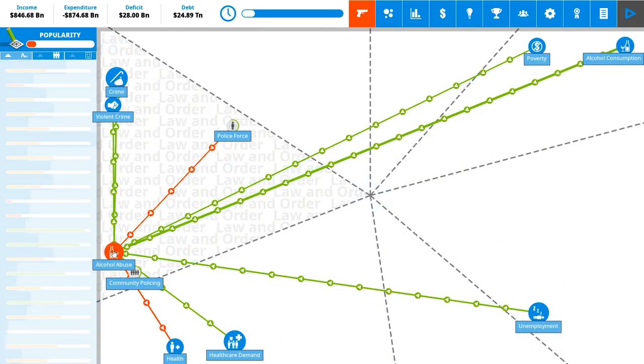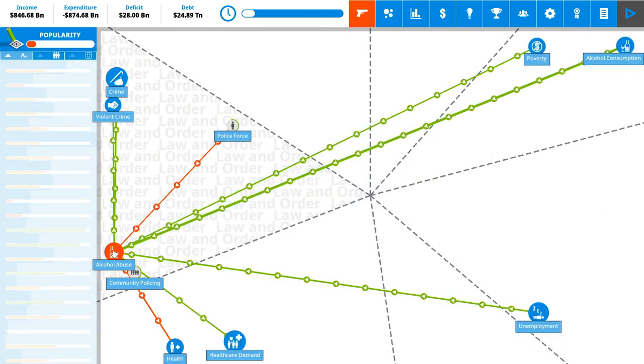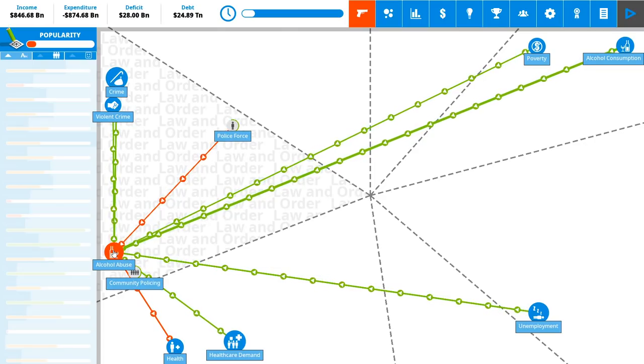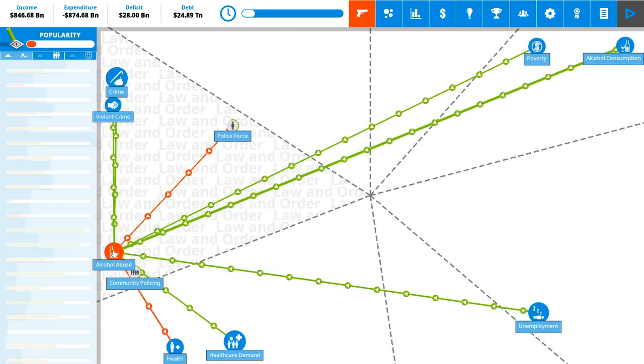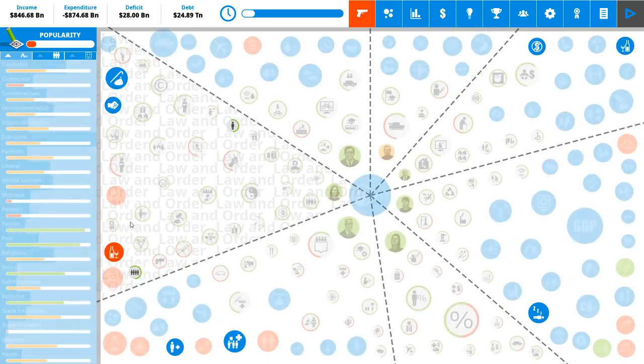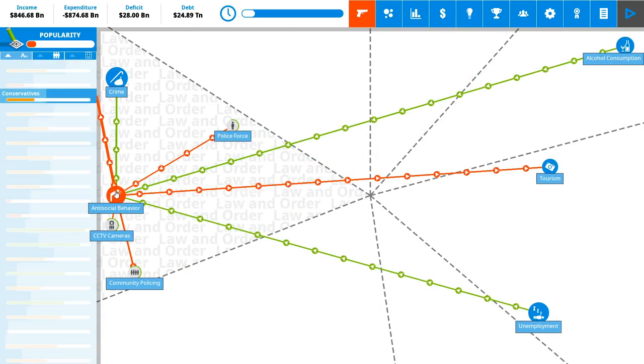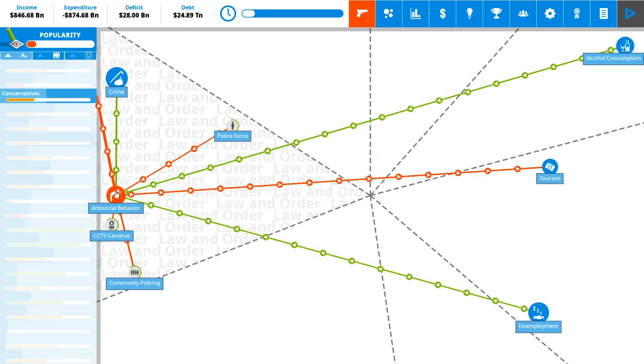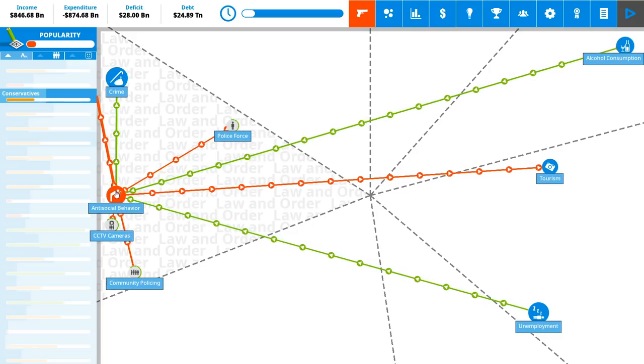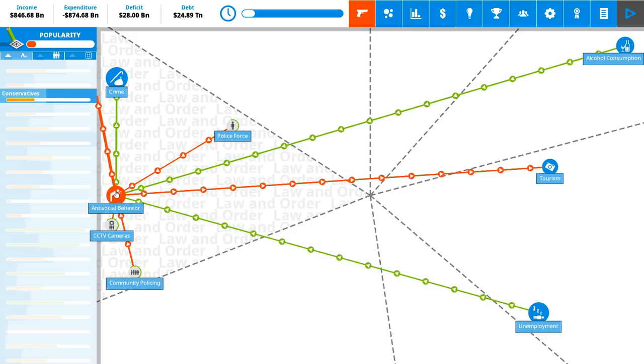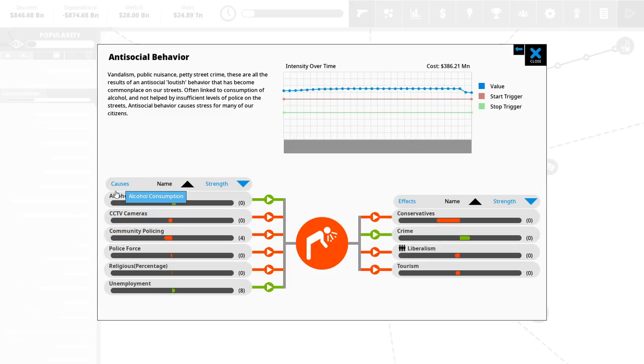Okay, I see what we've got here, and alcohol abuse is also feeding into that. But we are trying to lower alcohol consumption already, so hopefully that's already moving in the right direction. Now, antisocial behaviour specifically, that's the crime that's really annoying the Conservatives. So, okay, what could we do to get that down a bit?